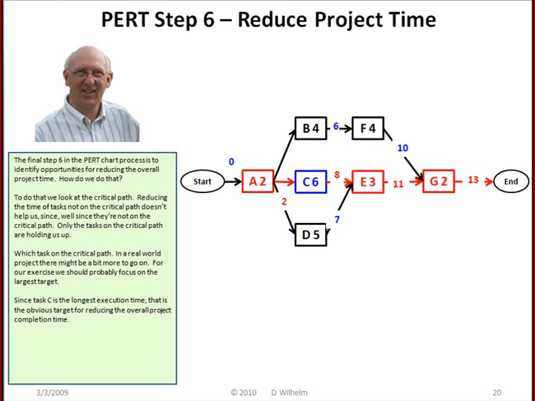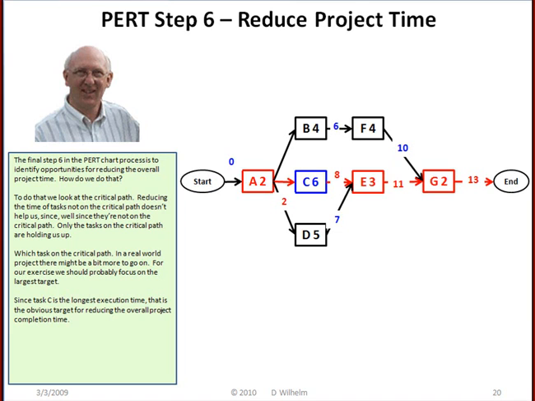To do that, we look at the critical path. Reducing the time of tasks not on the critical path doesn't help us, since they're not on the critical path. Only the tasks on the critical path are holding us up. Which task on the critical path?